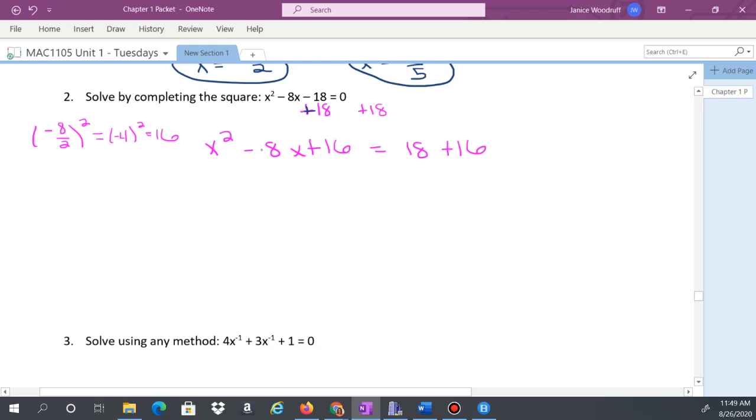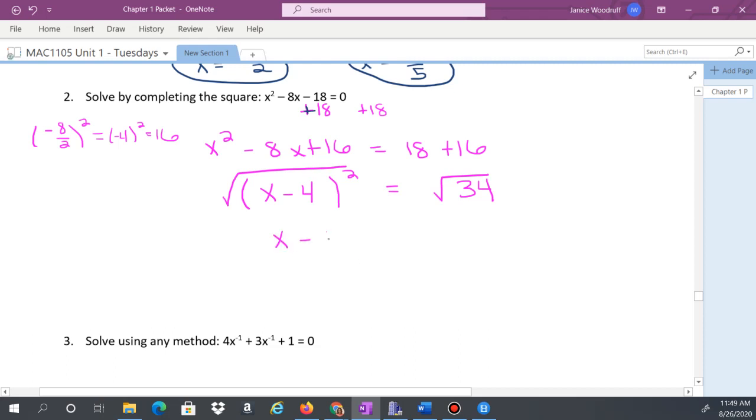Okay, then I'm going to factor here. So x squared minus 8x plus 16 would factor to what? Yes, x minus 4 squared, because negative 4 times negative 4 is positive 16. Negative 4 minus 4 gives you that negative 8. And then 18 plus 16 is 34. And then we will solve using the square root method. So we'll take the square root of both sides.